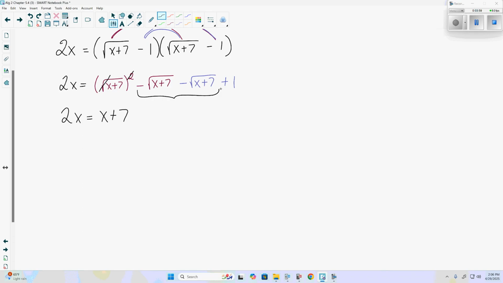Now, at this point here, we're going to have to combine like terms. Now, since those radicals are the same, and I have negative 1 of them, and I'm going to subtract 1 from it, negative 1 minus 1 is negative 2 square roots of x plus 7. Because they are the same radical, we can add and subtract their coefficients. Negative 1 minus 1 is negative 2.